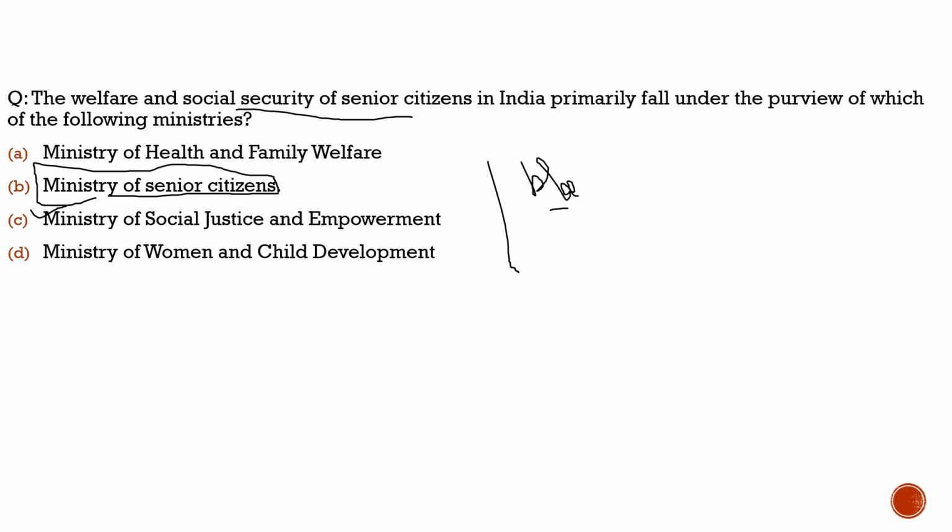The reason is that there was a plea in the Supreme Court asking it to direct the central government to make a separate ministry for senior citizens. The Supreme Court denied it, saying it is out of their jurisdiction.